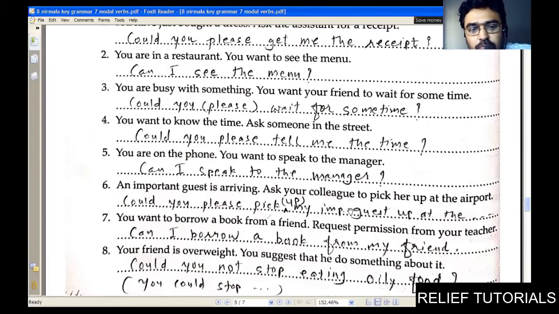You want to borrow a book from a friend, request permission from your teacher. Can I borrow a book from my friend? It is a formal permission.